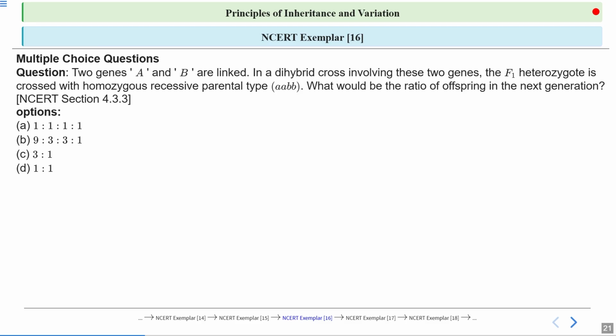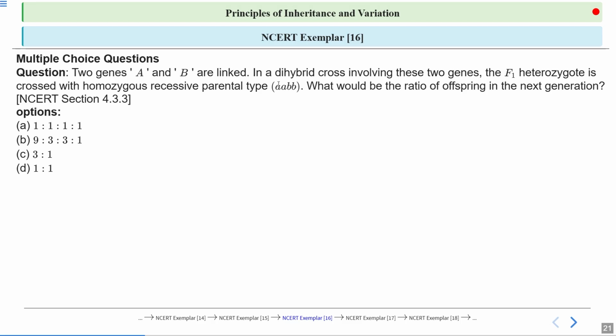Now, what is given to you? 2 genes A and B are linked together in a dihybrid cross involving these 2 genes. A and B are linked together. Now, the F1 heterozygote is crossed with the homozygous recessive parental type. So this is a kind of test cross. The F1 heterozygote crossed with a homozygous recessive parent is a test cross. This is a dihybrid test cross because 2 genes are involved here. So what would be the ratio of offspring in the next generation? These are the options given, A, B, C, D. What will be the correct answer here?